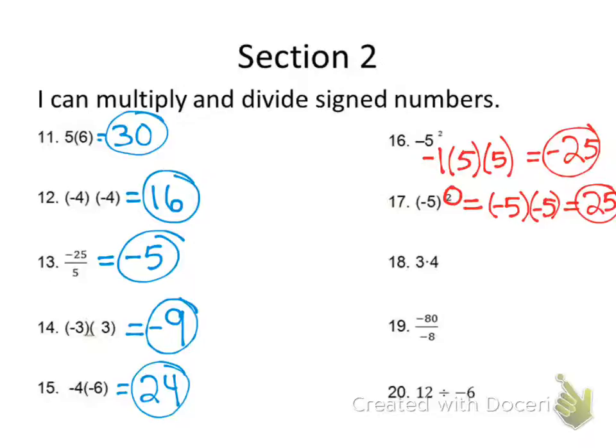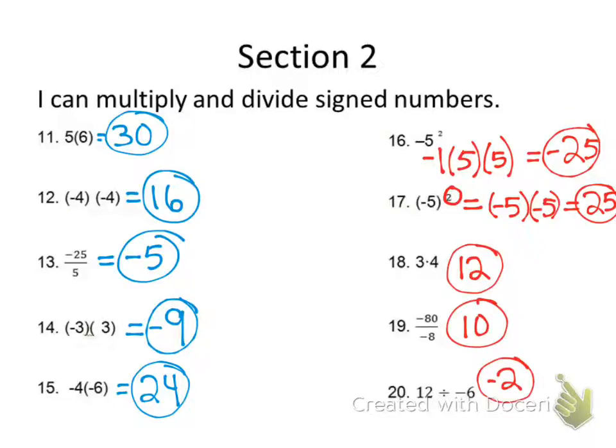All right, jump to 18. 3 times 4. 12. 19, negative 80 divided by negative 8. Positive 10, very good. And number 20 is 12 divided by negative 6, which is negative 2, very good.